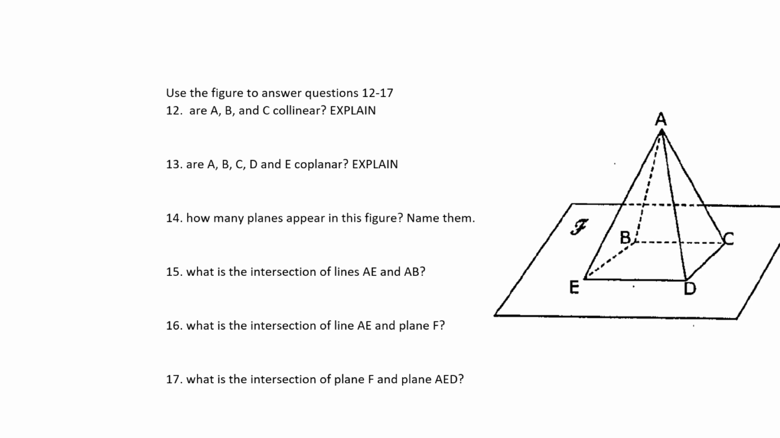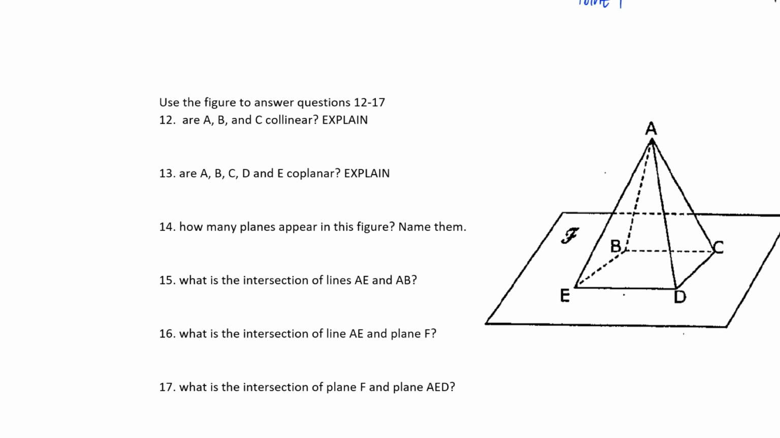Okay, down here, are A, B, and C collinear? So remember, what does collinear mean? We talked about this yesterday. What does collinear mean? Yeah, it means they're all on the same line. Are A, B, and C on the same line? Is there one line that could be drawn through all three of those points at the same time? No, so they are not collinear. Explanation: there's not one line that can be drawn through all three of them at the same time.